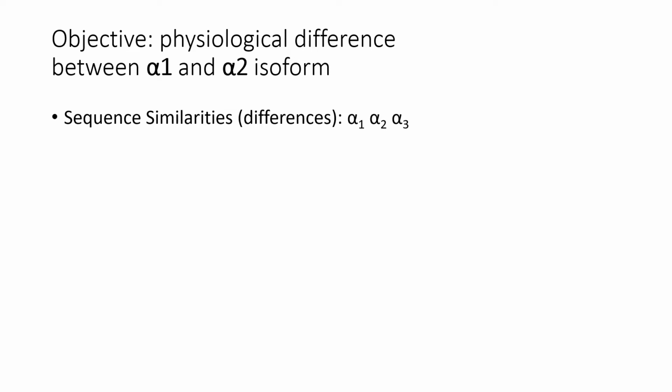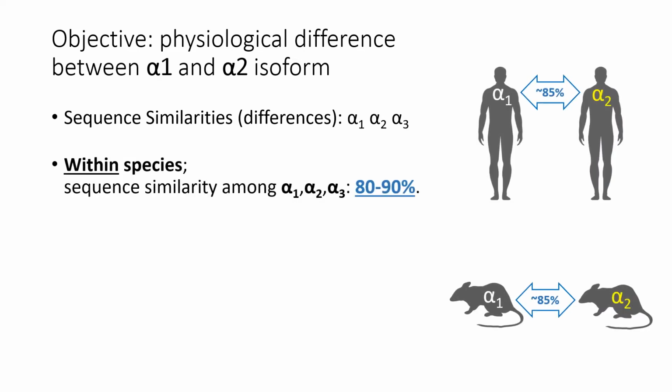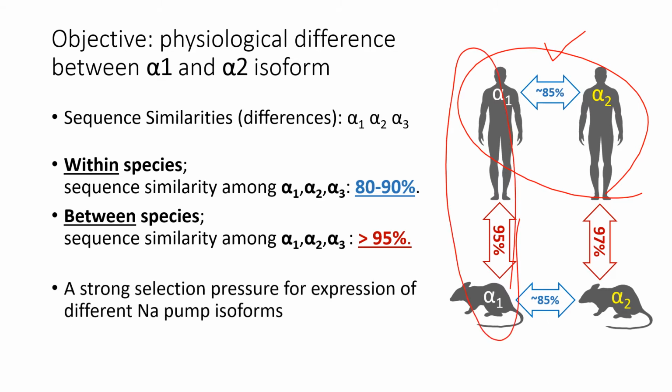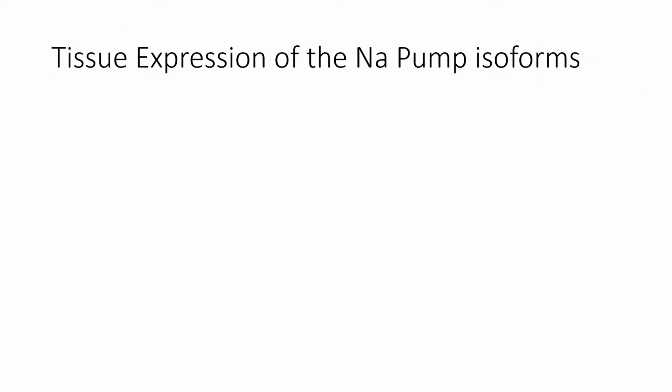Since my project is about the physiological difference between alpha-1 and alpha-2 isoform, here I'm going to highlight some sequence similarities and differences between these two isoforms only. Within a species, it turns out that the sequence similarity among alpha-1, 2, and 3 is between 80 to 90%. But between species, the sequence similarity among alpha 1, 2, and 3 is in the high 90%, which suggests that there is a strong selection pressure for expression of different sodium pump isoform in an organism.